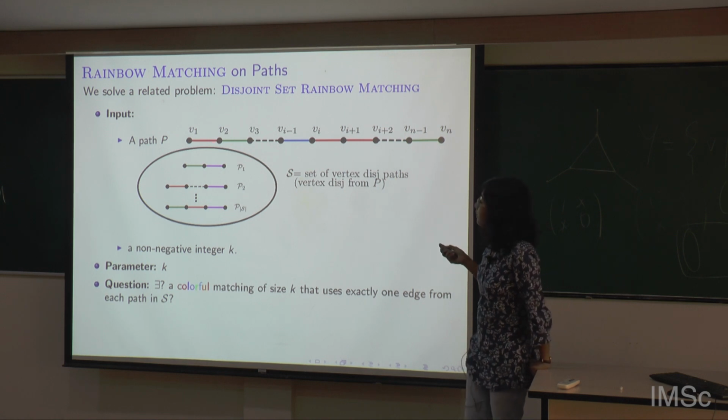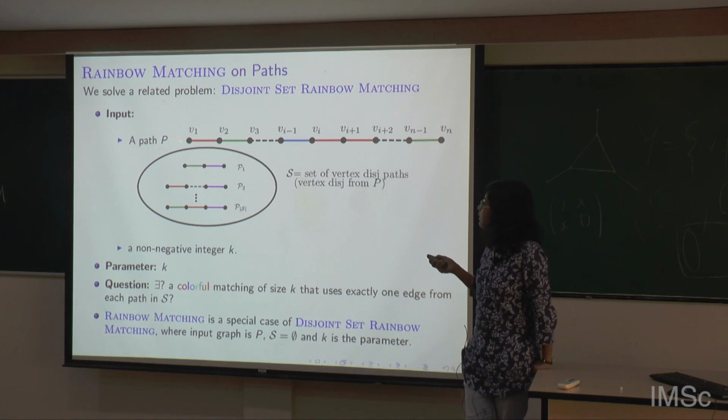So what is the rainbow matching problem? In the rainbow matching problem, you are given some graph and you are asking: does there exist a colorful matching of size k?